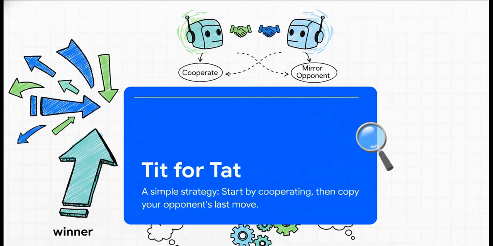So you had all these super complex, tricky strategies going head-to-head, and you know what won? One of the absolute simplest ones. It was called tit for tat, and its rules were incredibly easy.